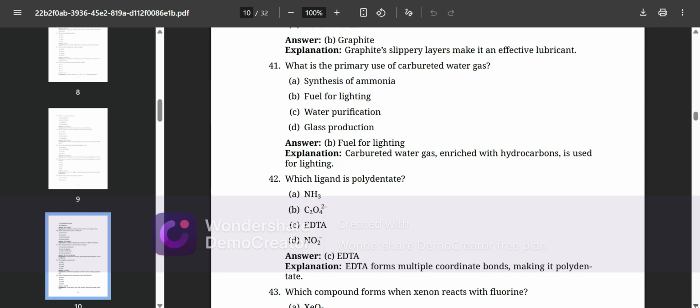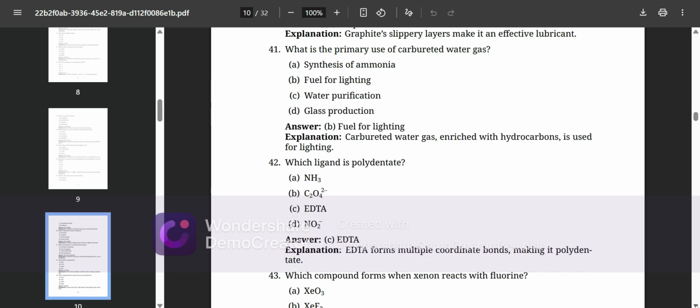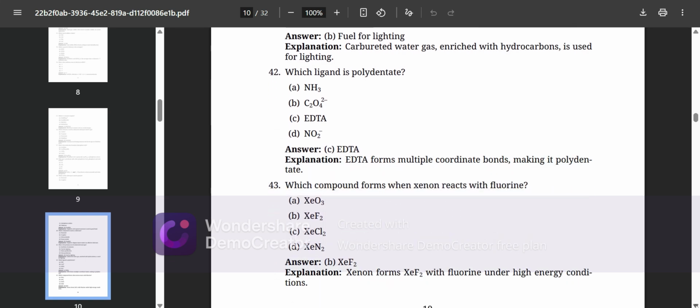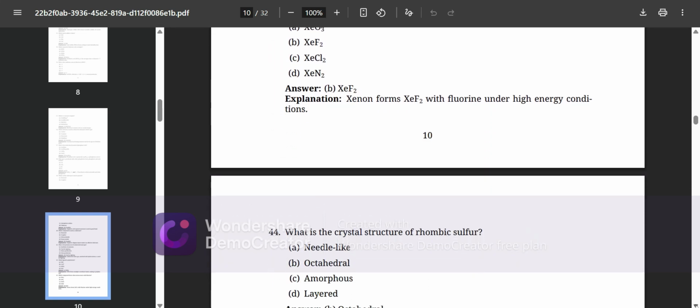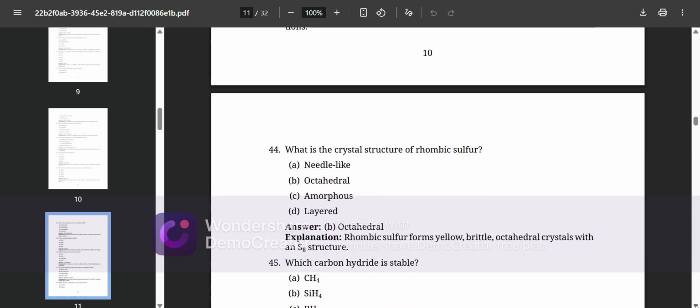What is the primary use of carbureted water gas? Fuel for lighting. Carbureted water gas enriched with hydrocarbons is used for lighting. Which ligand is polydentate? EDTA. EDTA forms multiple coordinate bonds, making it polydentate. Which compound forms when xenon reacts with fluorine? XeF2. Xenon forms XeF2 with fluorine under high energy conditions.